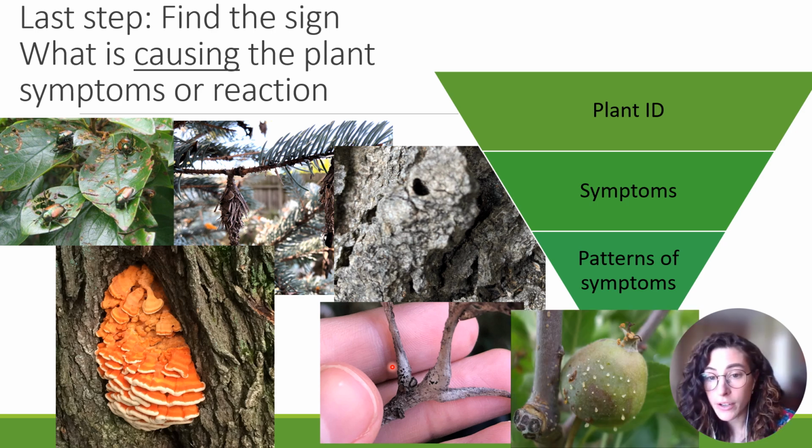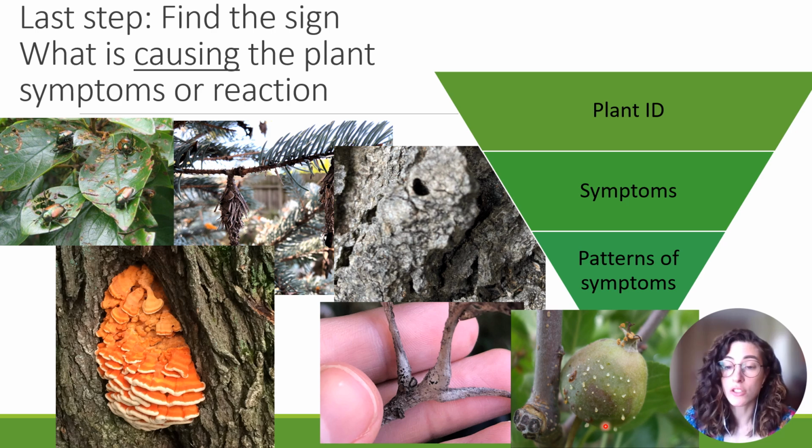For bacterial diseases, it's very, very rare that you will see the sign, which is just ooze. You need perfect conditions in order to find it, so typically you won't see the sign of bacterial problems out in the landscape. That's kind of the issue with disease diagnosis in general: you generally need microscopes to see the signs of diseases. So it's a little bit harder.